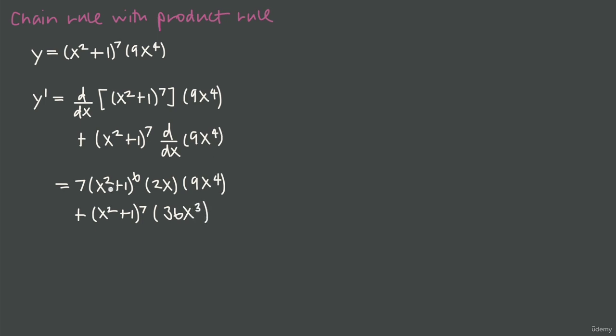Now when we simplify here, we're going to get 7 times 2 is 14. 14 times 9 is 126, so we're going to get 126. We have x times x to the 4, so we get x to the 5, multiplied by this x squared plus 1 to the 6th power. So x squared plus 1 to the 6. And then on the second line here, we're going to end up with our 36x cubed out in front, and then multiplied by x squared plus 1 to the 7.